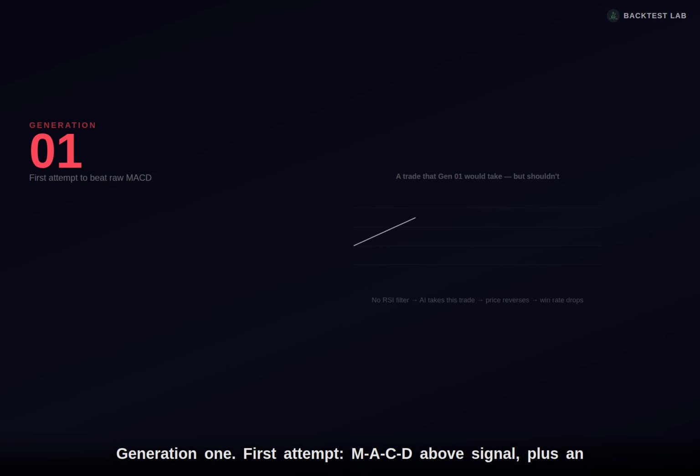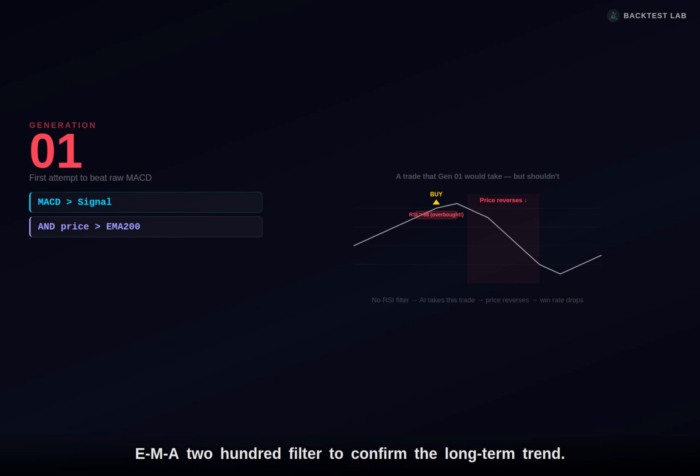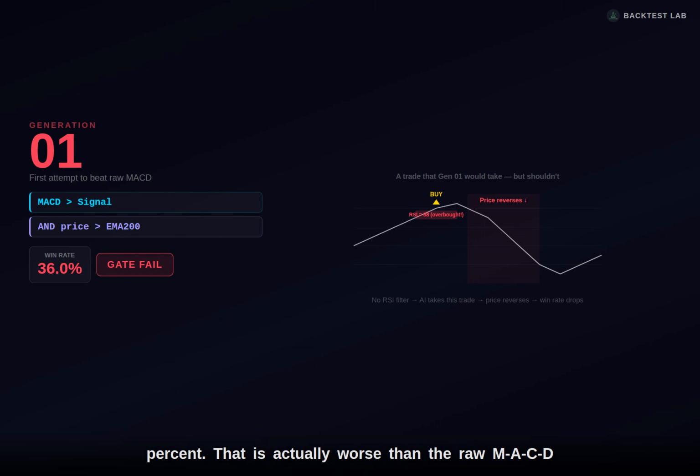Generation 1. First attempt: MACD above signal plus an EMA 200 filter to confirm the long-term trend. 497 stocks tested. Win rate, 36%. That is actually worse than the raw MACD crossover. Gate fail. The AI made the strategy stricter and it got worse. Adding conditions does not automatically improve win rate.